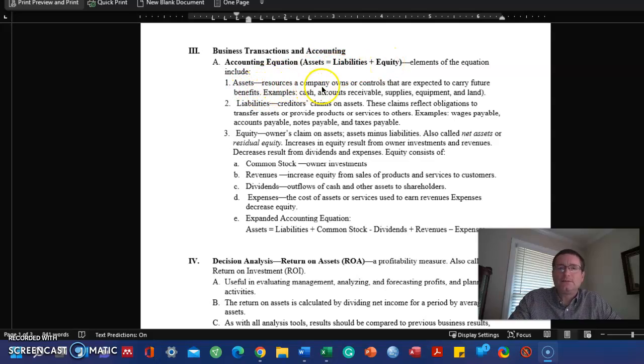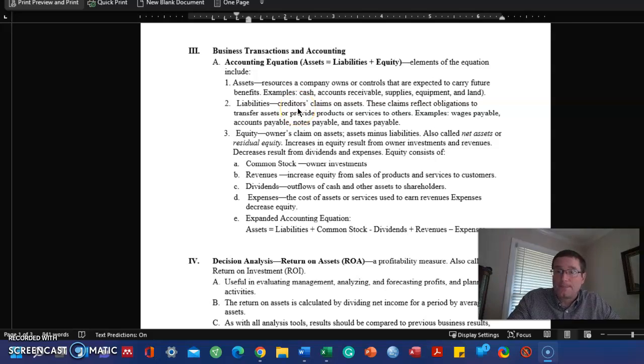Assets are resources a company owns or controls that are expected to carry future benefits. Examples: cash, supplies, equipment, land, buildings, cars. Accounts receivable, we'll learn more about that soon, but we're promised that we'll be paid. And so that's an asset. We're going to get money in the future. Somebody's promised with a legally binding contract that we'll be paid in the future. That is an asset.